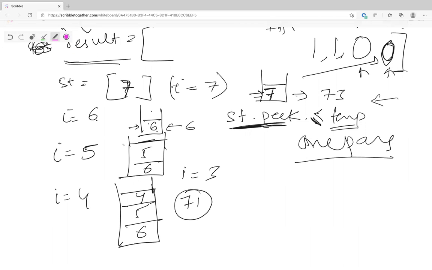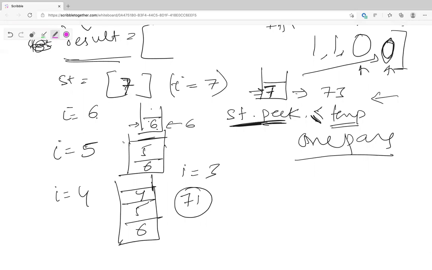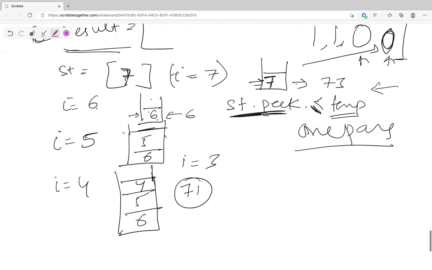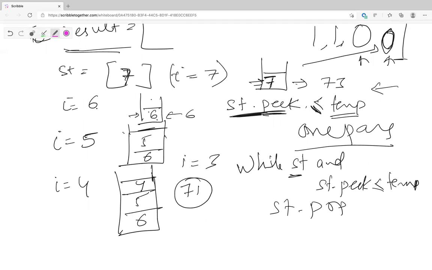No, we have to remove just 69, right? Yeah, we need only to remove. Yes, only remove 69. So that is all. While stack dot peek... so basically your stack is not empty and stack dot peek is less than or equal to temperature, I do stack dot pop of 0.